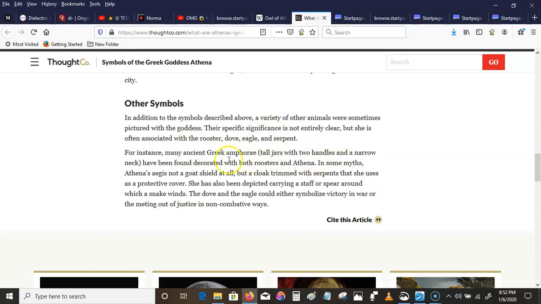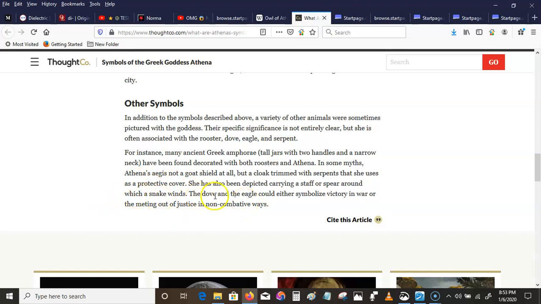tall jars, two handles, narrow neck, that might be the Masonic loving cup, decorated with roosters. Roosters. The cock will crow three times. A cloak trimmed with serpents. She uses as a protective cover. The serpent is knowledge. A staff or spear around which a snake winds. There's Hermes, Caduceus, or Aeschylus.